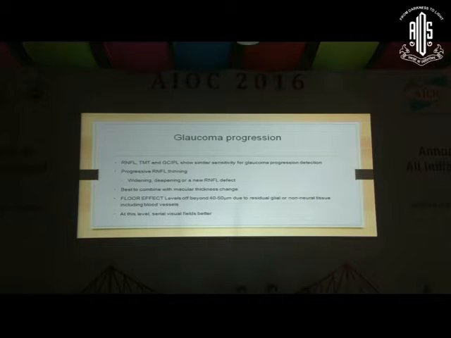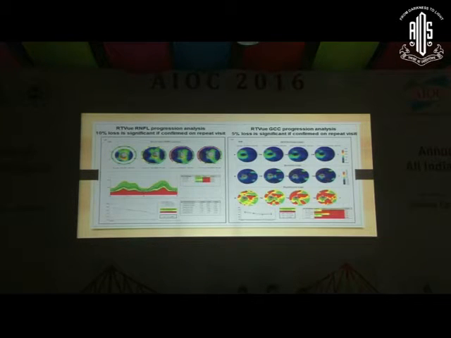Remember, beyond a certain level, RNFL will not decrease. So after about 40 to 50 microns, there will be no more thinning of the RNFL because of the floor effect, because the residual glial or non-neural tissue will maintain some RNFL thickness. At this level, OCT really loses its significance, and at this point, it's only important to monitor the patient on the visual fields. This is how a progression analysis map looks.